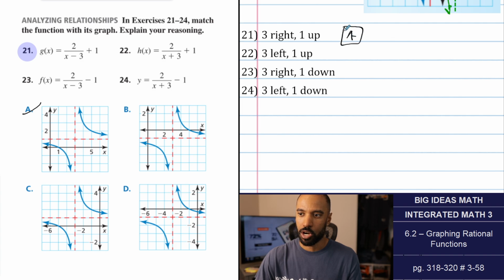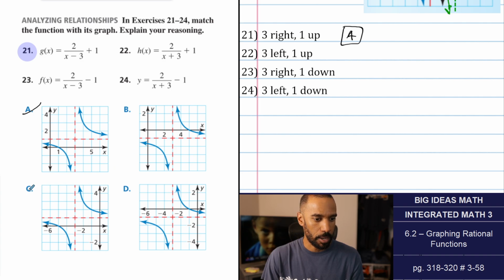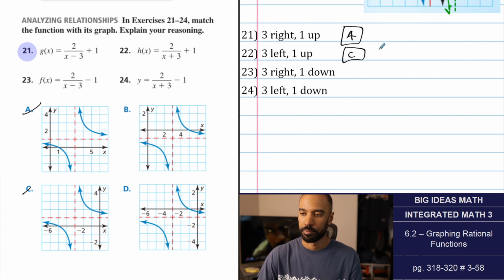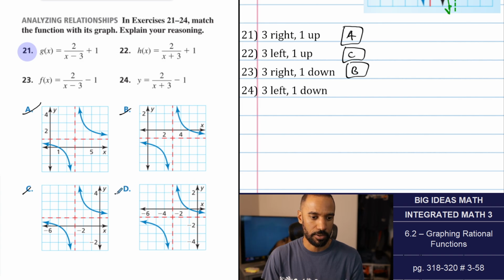These are the reasoning here, right? And then now I'm doing it. Let's go 3 left, 1 up. 3 left, 1 up is C. I mean, these asymptotes are all the same, but these are translations. 3 right, 1 down is B. And then the last one must be D. 3 left, 1 down. Yep, 3 left, 1 down is D.